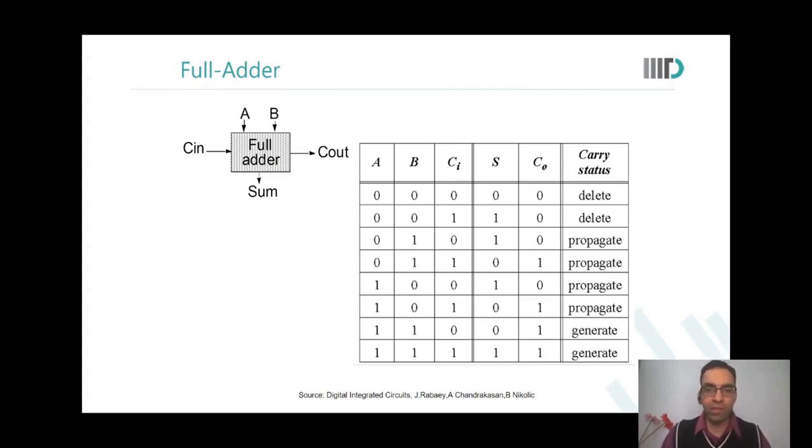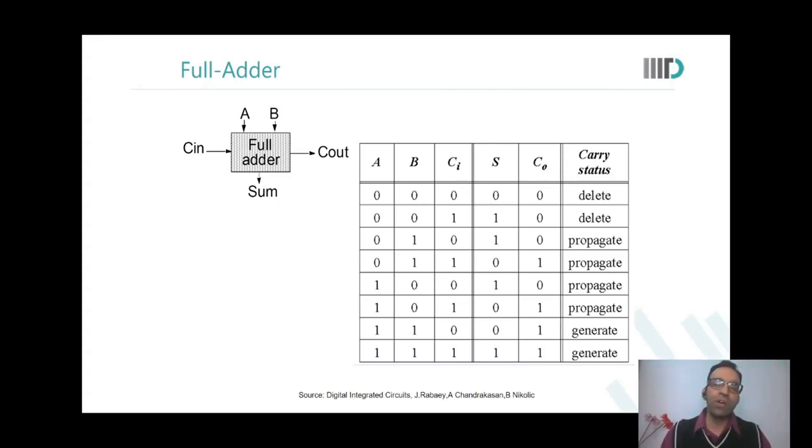if either of them was 1, do you realize that whatever be the carry in, it will be propagated further? Yes, sir. And when both A and B are 1, then again, whatever be the C in, C out is definitely 1. Are you able to see this also? Yes, sir.